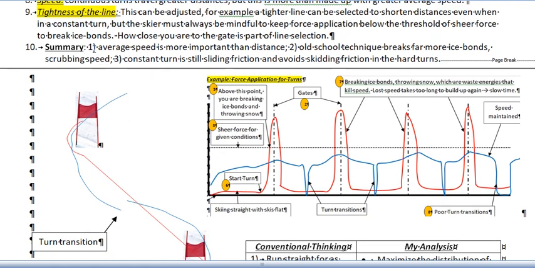All right, summary. Average speed is more important than distance. Old school technique, the conventional wisdom, breaks far more ice bonds when doing that. Scrubbing speed. Constant turn is still sliding friction and avoids skidding friction in a hard turn. So when you're in a constant turn, that's still sliding friction. You're not doing skidding friction. That's a misconception. People think you're skidding, right? No, you're still doing sliding friction when you're carving.